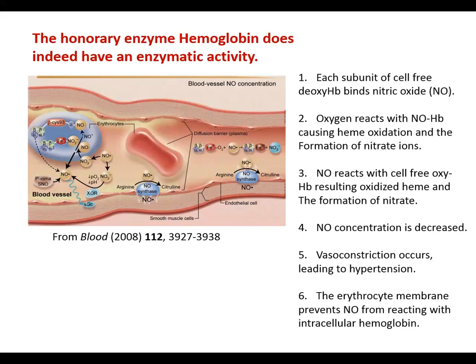Note the same reaction will also occur between nitric oxide and oxyhemoglobin. That is, when nitric oxide encounters oxygen bound to the heme group, it will react with the oxygen to form nitrates, resulting in the oxidation of the heme iron. The net effect is that hemoglobin is oxidized and that nitric oxide levels are decreased. Decreased levels of nitric oxide lead to vasoconstriction, and long-term vasoconstriction will cause hypertension.